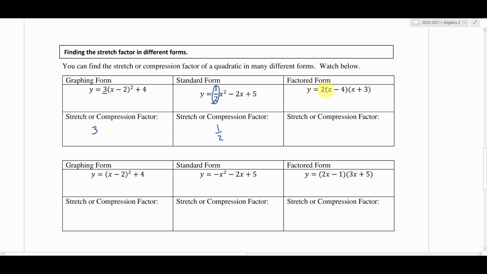Now in factored form, there's actually a couple different places that we can look for the stretch or the compression factor. One place is out here in front of the parentheses. So you'll see this 2 that's kind of hanging out in front of our 2 parentheses. That is a stretch or compression factor. So in this case, this parabola has been stretched by a factor of 2.